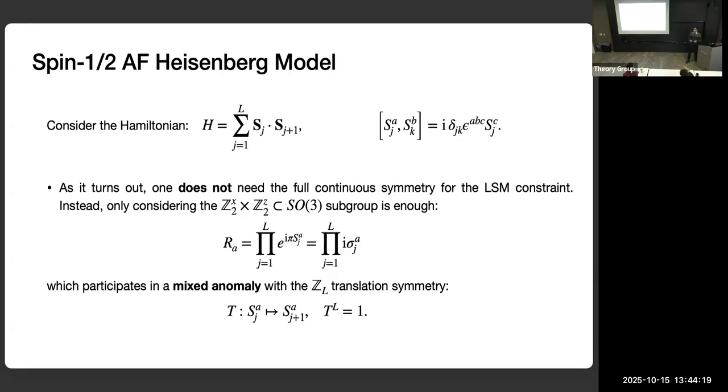Question. When you say it's enough, how do you specify that this particular subgroup is the smallest subgroup such that you still have this LSM? Yeah, I think you cannot take just one Z2. You need both Z2s, and the way to see it is that once you look at each unit cell, the Z2 generators on each unit cell still anti-commute. They still realize projectively because a single sigma X and sigma Z anti-commute.